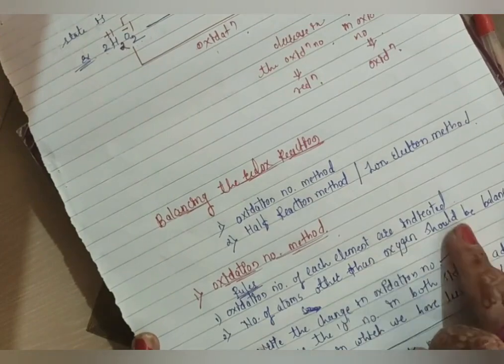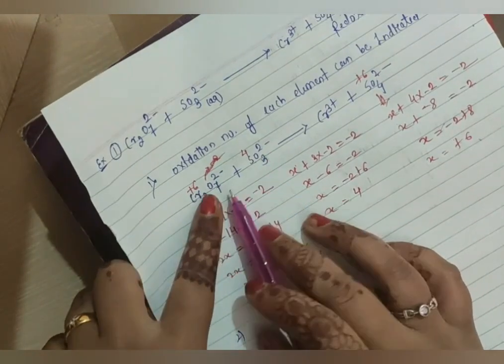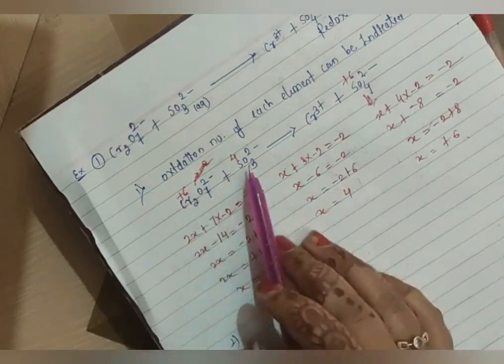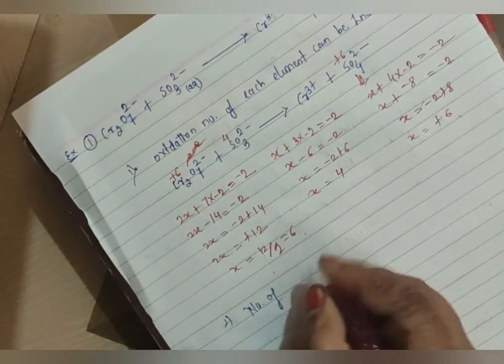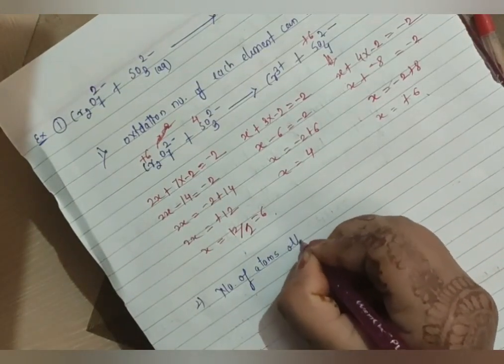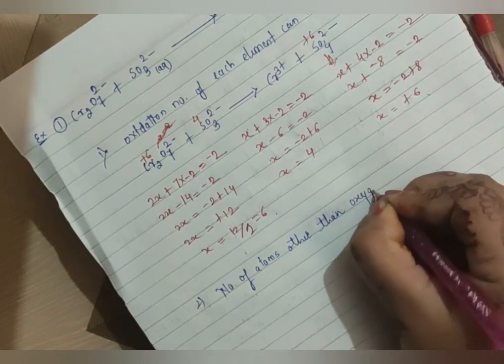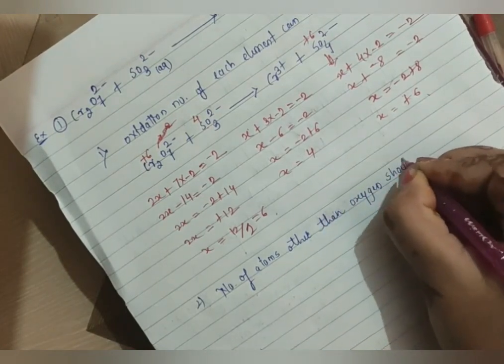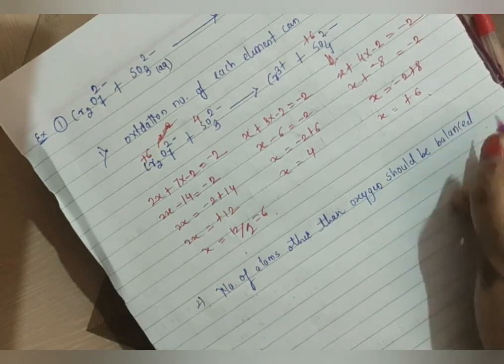I told second rule will be the number of atom other than oxygen should be balanced. Other than oxygen, what are the atoms here? Chromium and sulfur. Other than oxygen, which element is there? Chromium and sulfur. What do they need? Balance. So second rule, you have to write this rule also. Number of atom other than oxygen should be balanced. Is it balanced here?